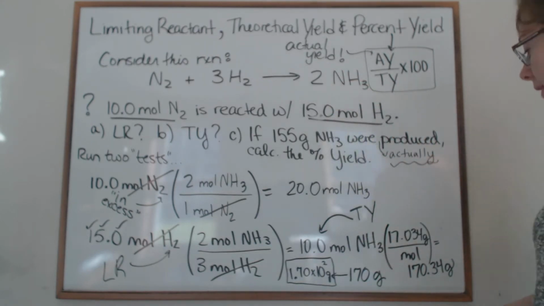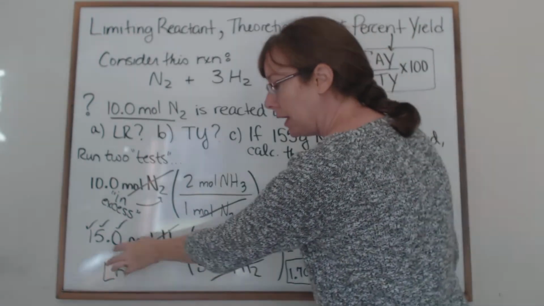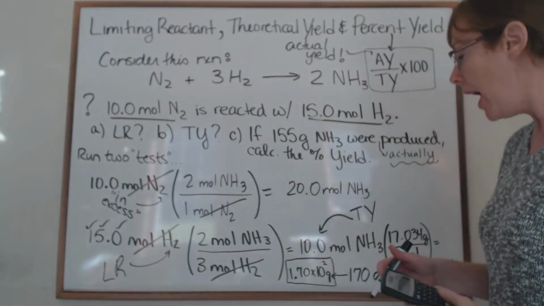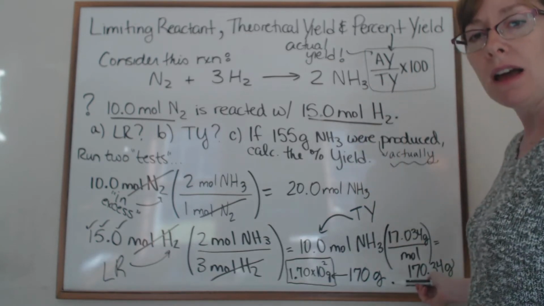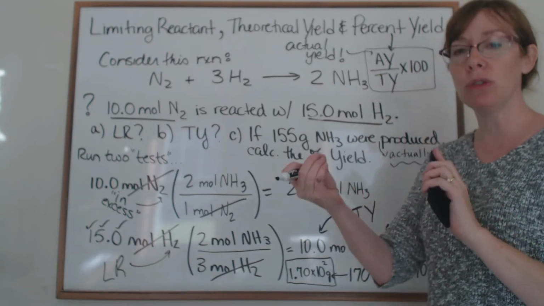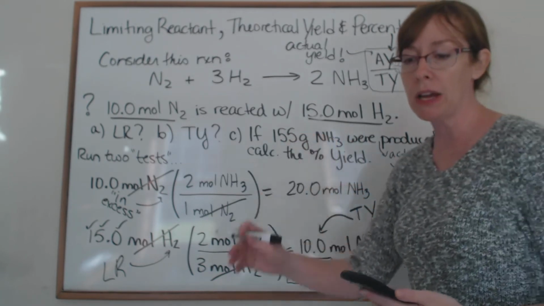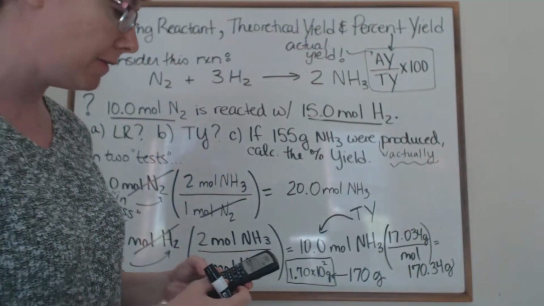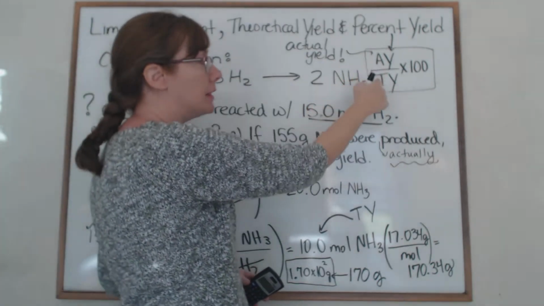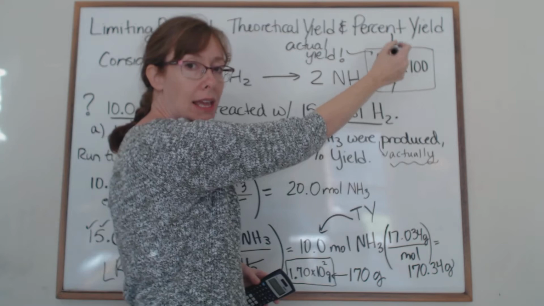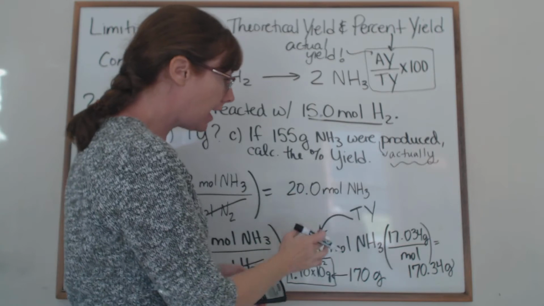Now, notice for the sig figs, we did round at this step here because I wanted to present the three sig figs as an answer. However, if you're going to use that number in a subsequent step, you want to go back to the unrounded number, because otherwise you're introducing rounding error in the middle of a problem, which is a no-no. So let's do actual yield over theoretical yield. So 155 grams, but this also has a gram unit, so the gram units are going to cancel, and percent yield therefore is unitless. It's just a percentage.